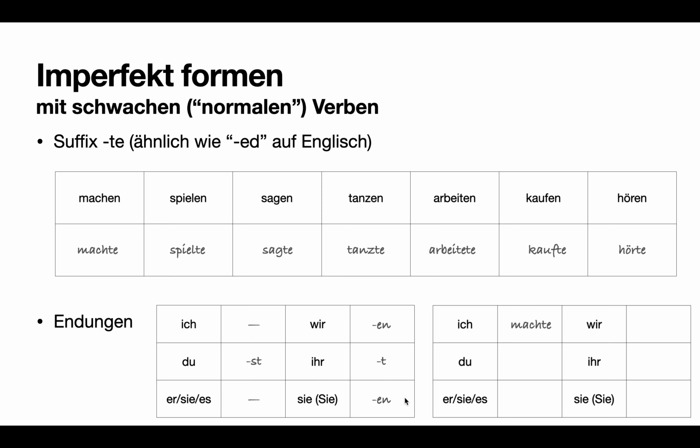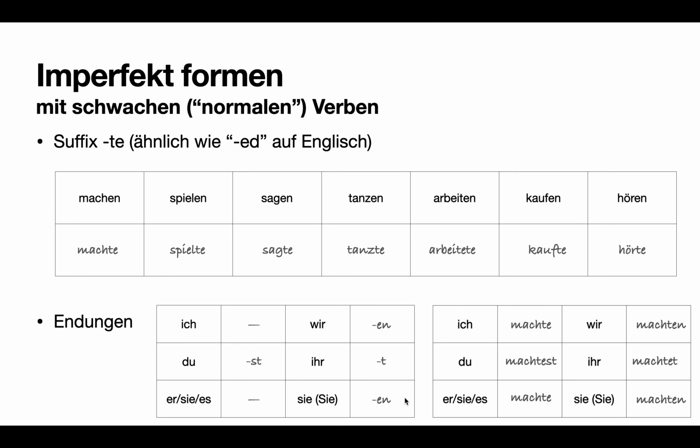Looking at the past tense forms of the verb machen, that form machte we pulled from the chart above, put no ending on. For du, we have du machtest. Er/sie/es machte, notice how the ich and er/sie/es forms are the same. Wir machten, ihr machtet, and sie machten.